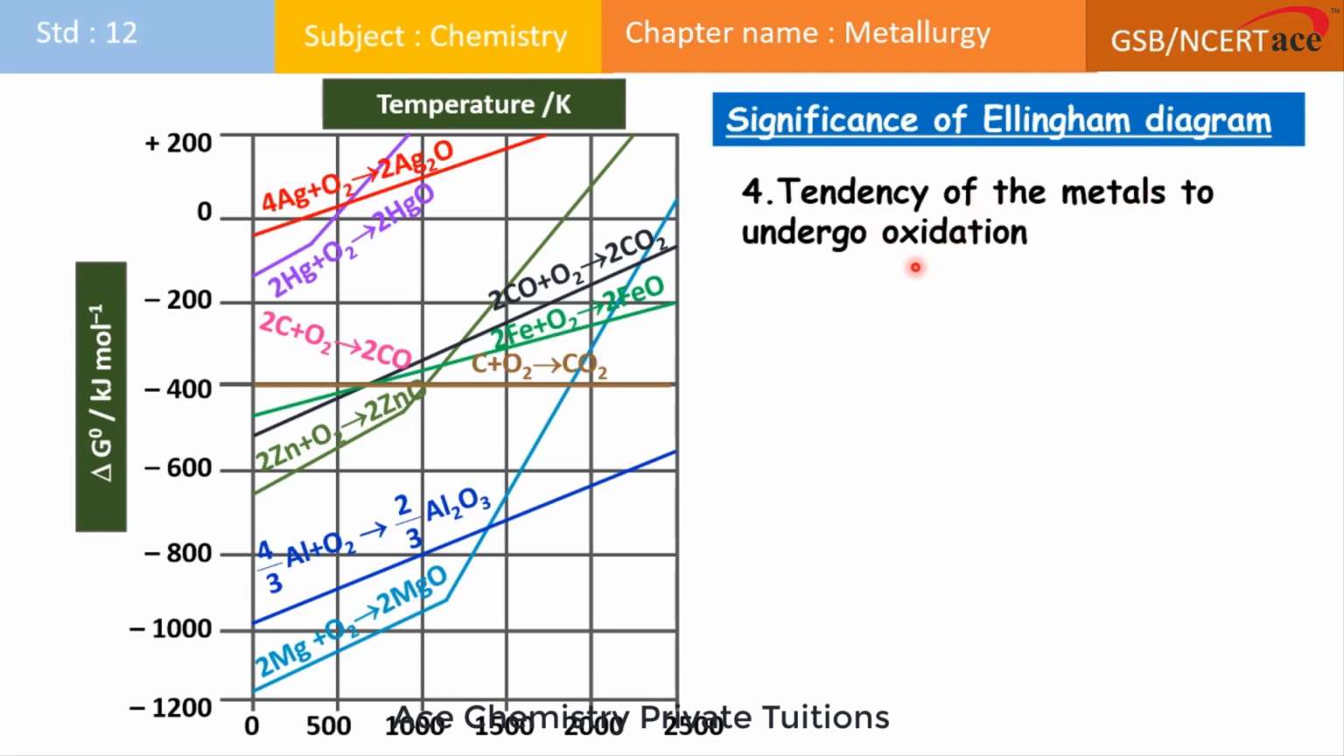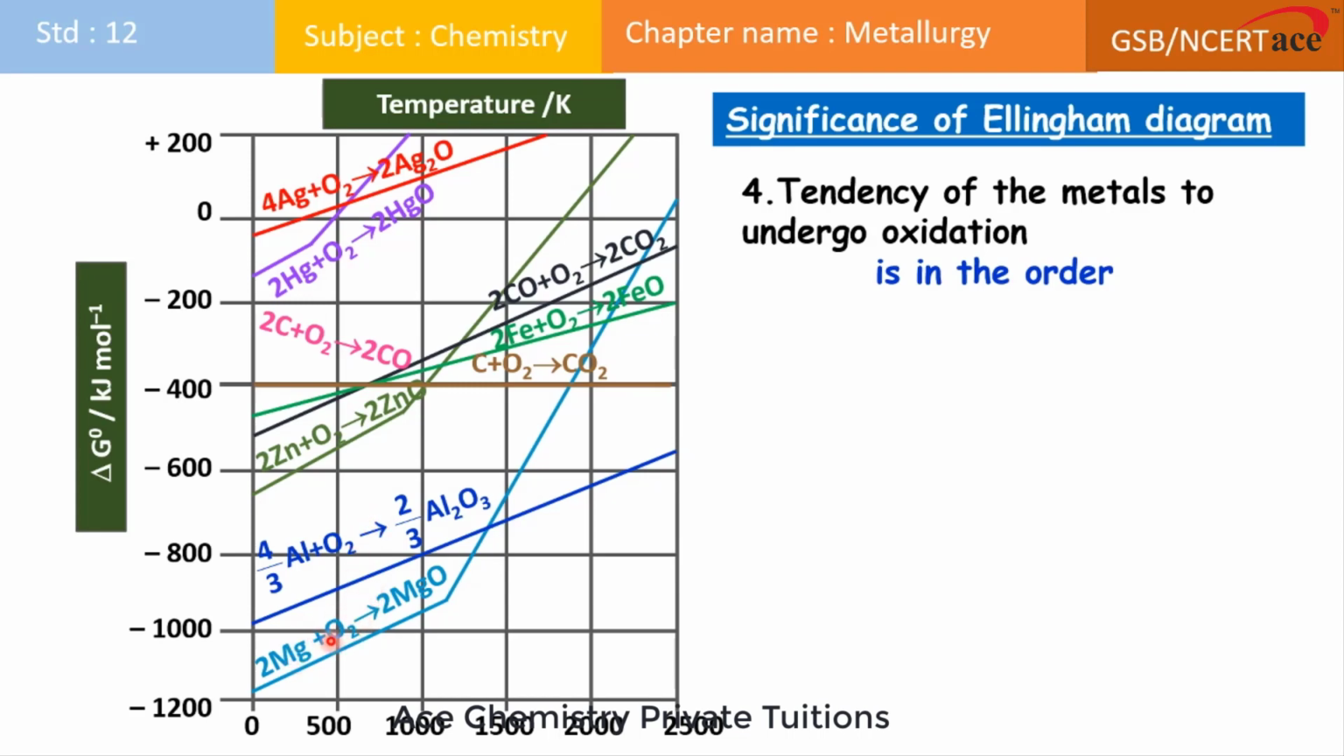Tendency of metal to undergo oxidation, it totally depends upon the delta G naught value. From these values, student, if you want to select which metal is more reactive or want to get oxidized faster, then you are supposed to check the delta G naught value. If the delta G naught value is what? Negative. If the delta G naught value is more negative, so that metal will be more reactive and it will form its oxide faster.